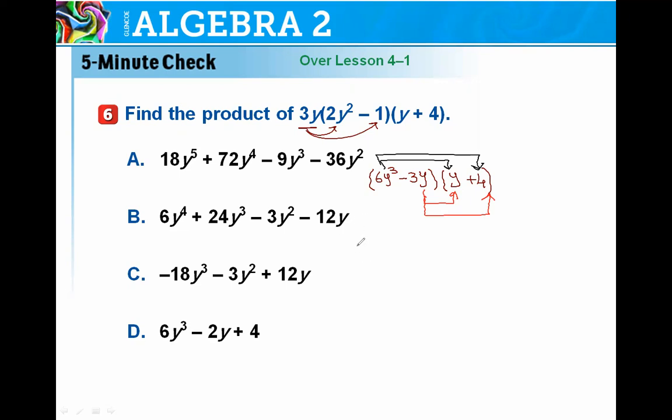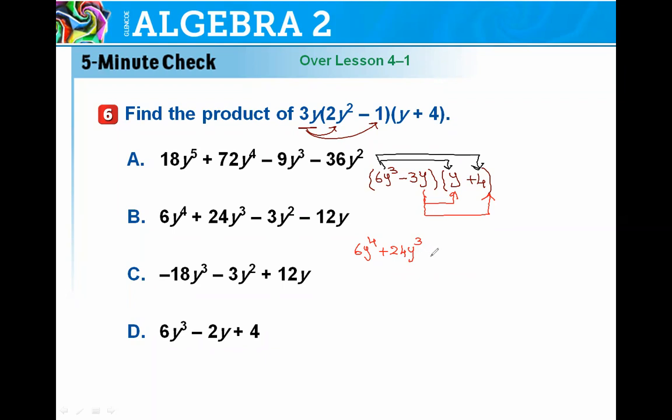Okay, so I'm going to multiply the first: 6y cubed times y is 6y to the power 4. And then 6y cubed times 4 equals 24y cubed. Y power 3, yes. I forgot. Okay, complete.